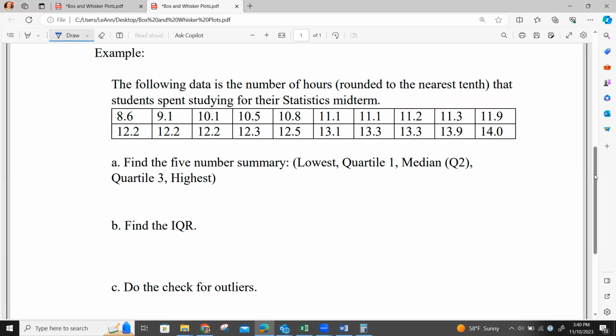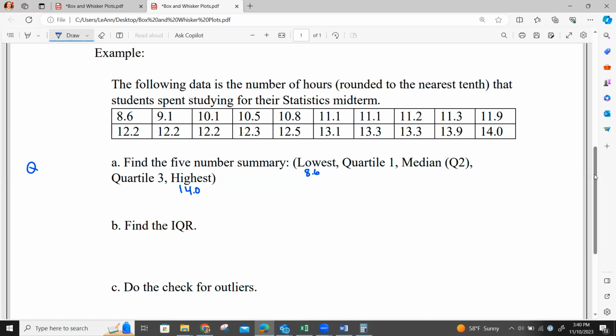So the lowest value is going to be 8.6. That's an easy one to pick out. The highest value is 14.0. So how do we find Q1, Q2, and Q3? Because remember, Q2 is technically also the median. To do this, you start with the actual median because it's the easiest of those 3 quartiles to find. So we do the same thing we did in previous sections.